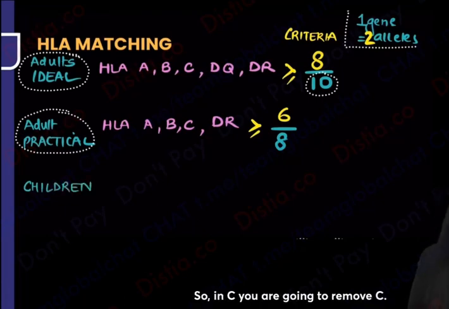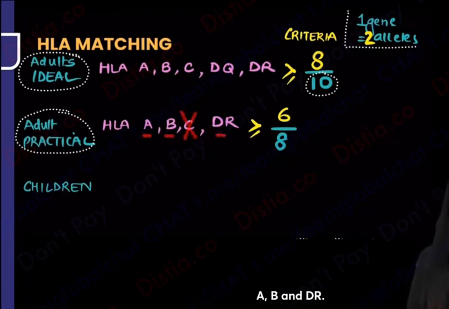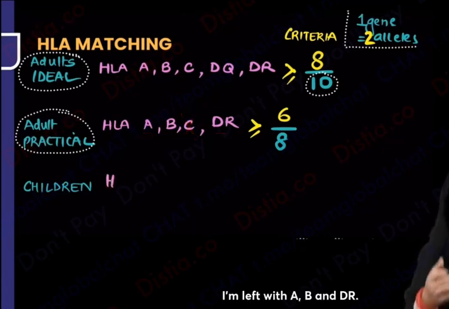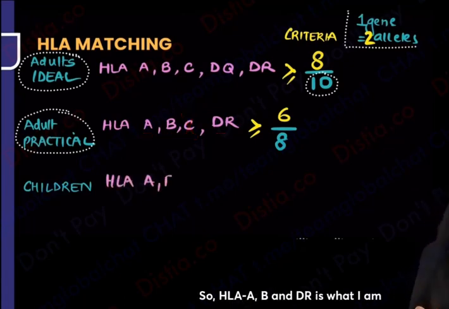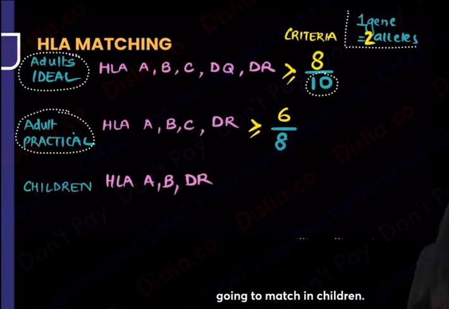So in C, there is no C, basically now I'm going to remove the C. So I'm left with what? A, B and DR. So HLA A, B and DR is what I'm going to match in children.